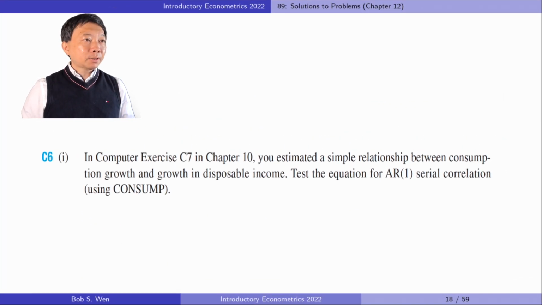Let's solve computer exercise 6. In Part 1, in computer exercise C7 in Chapter 10, you estimated a simple relationship between consumption growth and growth in disposable income. Test the equation for AR1 serial correlation.